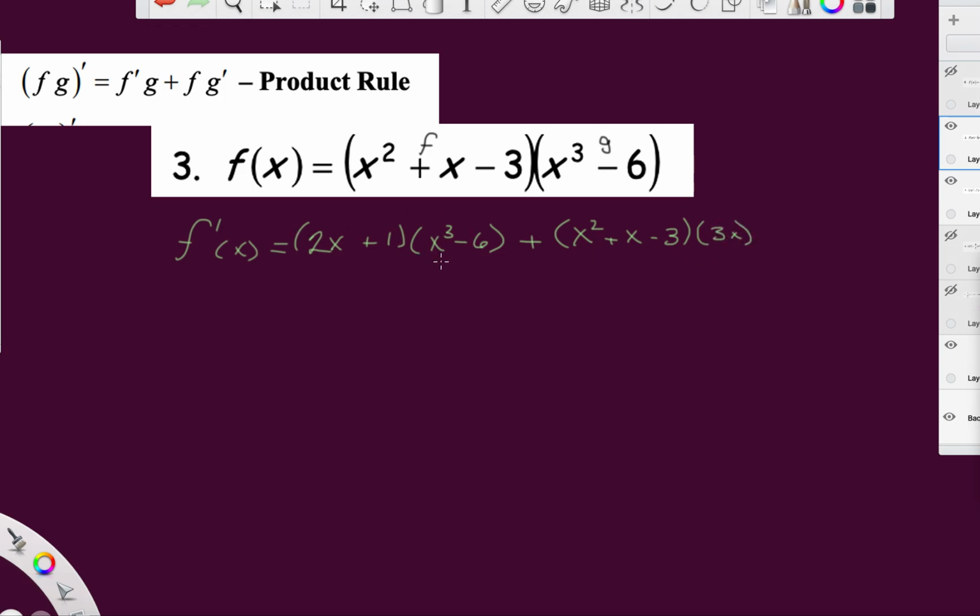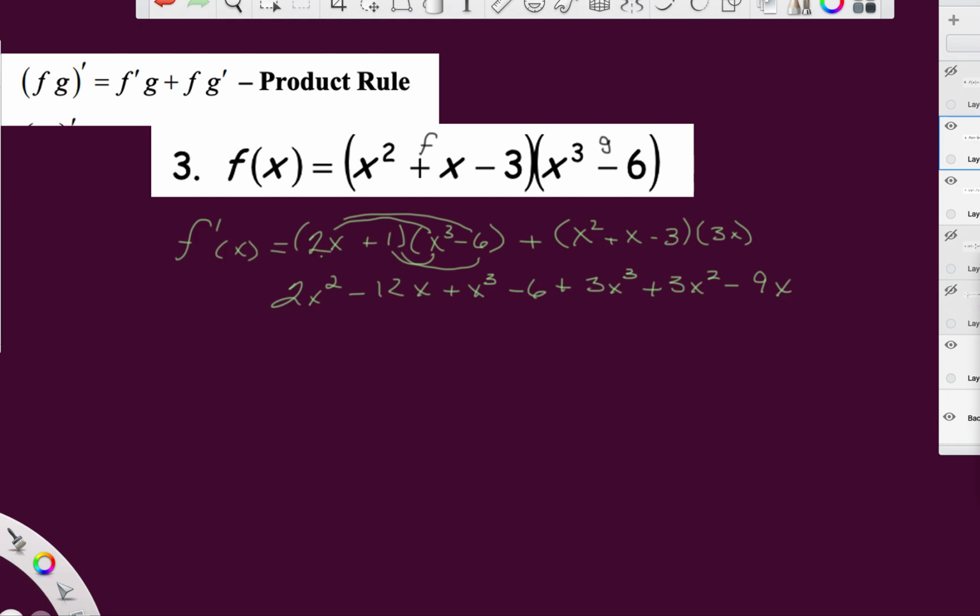Okay? And now we're going to do some FOIL, which is 2x squared minus 12x plus x cubed minus 6. We're going to add to that this whole thing. I'm just going to distribute the 3x to everything. So it's 3x cubed plus 3x squared minus 9x.